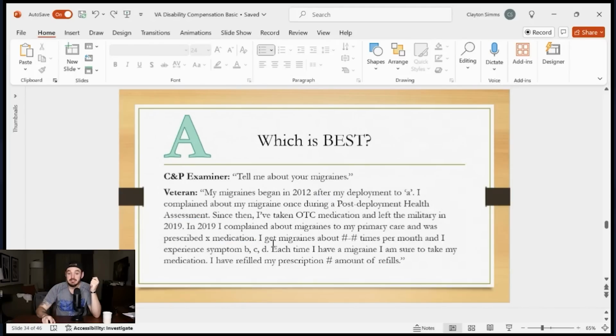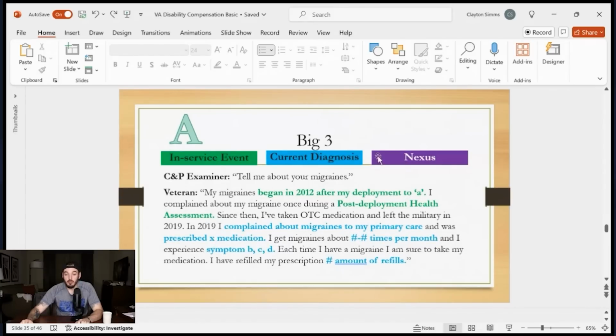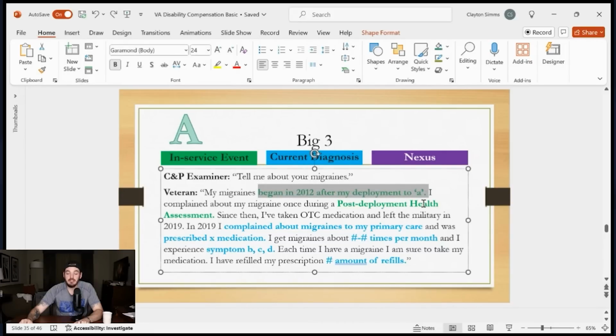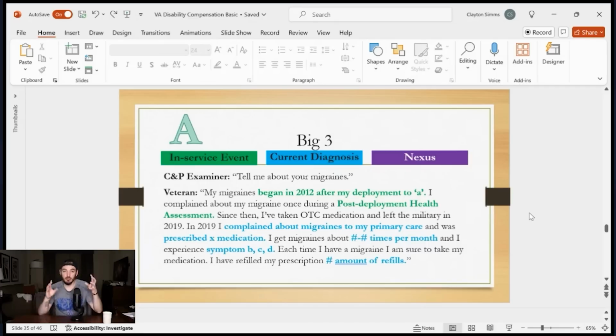Okay, the answer is A. A is the answer. I'm going to tell you why. I broke it down into the big three. The nexus is not present because the C&P examiner is going to make the nexus. But you can see in scenario A, we speak on the in-service event, and everything the veteran is speaking about, there's evidence for. It's one thing to make a self-report and a testimony. It's another thing if that self-report supports the medical evidence. That's a whole new ballgame.